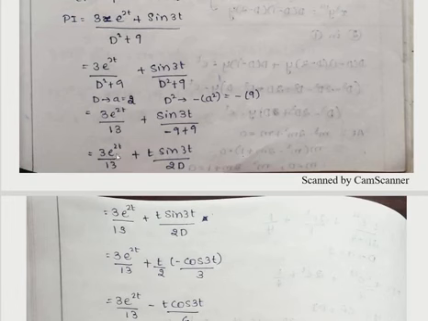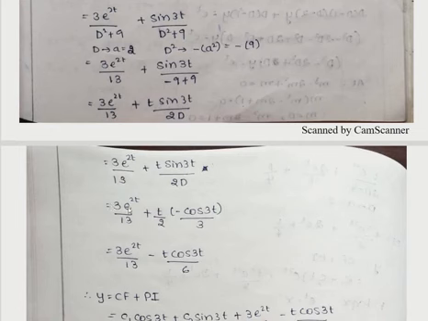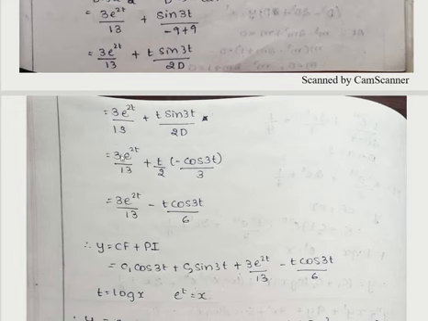Therefore, that is equal to 3 into e power 2t divided by 13 plus here t into sin 3t divided by 2D. That is equal to 3 into e power 2t divided by 13 plus here write t by 2. Write t divided by 2 as it is. Here what is the 1 by D? What is sin 3t divided by D? That is the integration. Here 1 by D is the integration of sin 3t. The integration of sin 3t is minus cos 3t divided by 3. Therefore, 3 into e power 2t divided by 13, here plus into minus is minus, 3 into cos 3t divided by 2 into 3, which is 6.